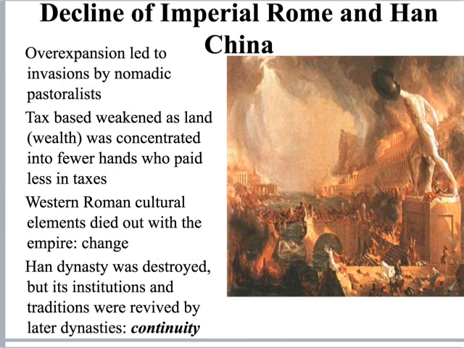falls. Western Roman cultural elements died out in many places of the empire, although some continued on, certainly through the church. Of course, the Eastern Roman Empire, centered around Byzantium, continued on for another 1,000 years. In China, the Han Dynasty was destroyed, but its institutions and traditions were revived by later dynasties, leading to continuity.